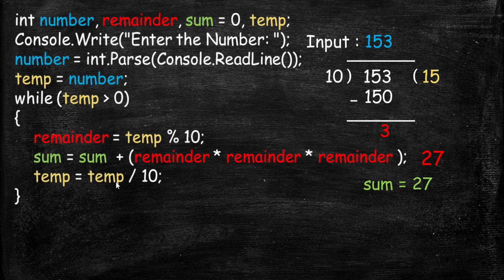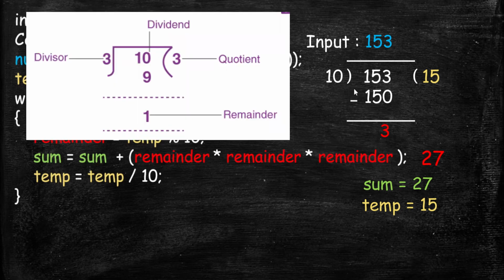Then we are just dividing the temp variable by 10. So our temp variable was 153. Dividing 153 by 10 gives us 15, which is also the quotient of our division. So basically in division, the 10 here is called divisor, 153 is dividend, and 15 here is the quotient, and 3 here we got is a remainder.